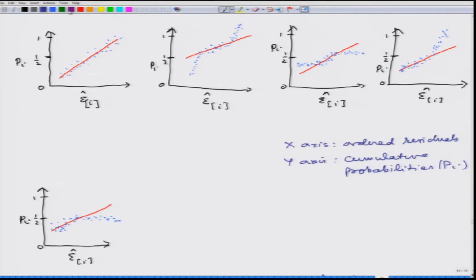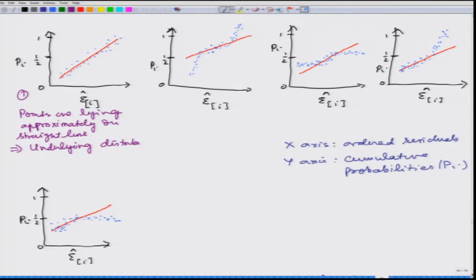For example, in the case of figure number 1, we can see that the points are lying approximately on the straight line. So this implies that there is no problem and the underlying distribution is normal. Or in simple words, the observations which we have got, y1, y2, yn, are from a normal distribution, right?